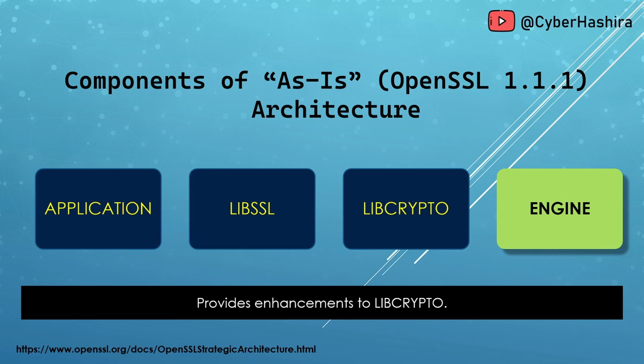The fourth component is known as an engine. There's a video that I made dedicated to engines on this channel. Engines are used as an extension to libcrypto. They may contain algorithms and features that are not natively supported by OpenSSL. And that's the old as-is architecture used by OpenSSL version 1.1.1 and below. Let's have a look at to-be architecture.